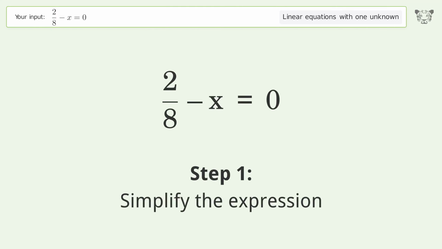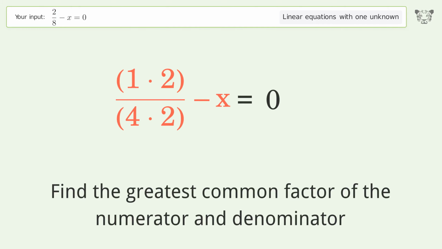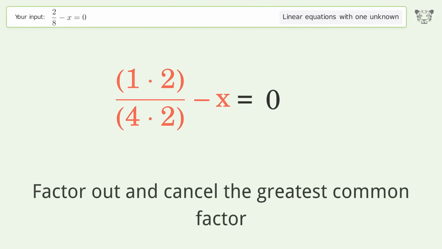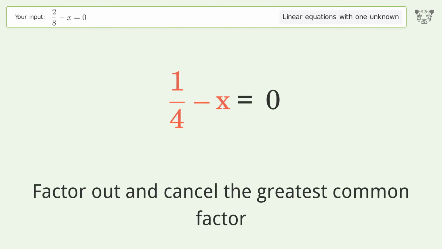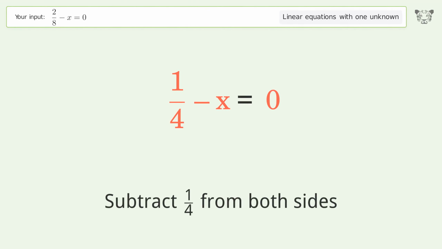Simplify the expression. Find the greatest common factor of the numerator and denominator. Factor out and cancel the greatest common factor. Group all constants on the right side of the equation. Subtract 1 over 4 from both sides.